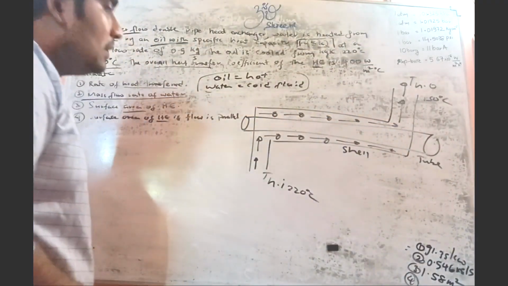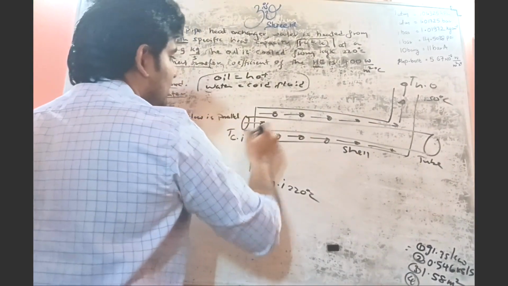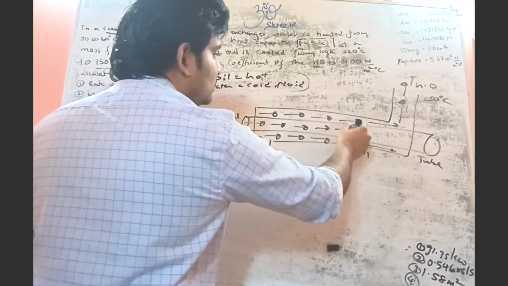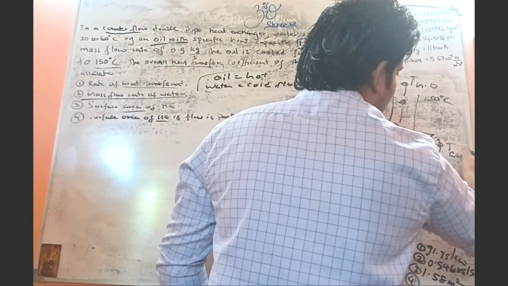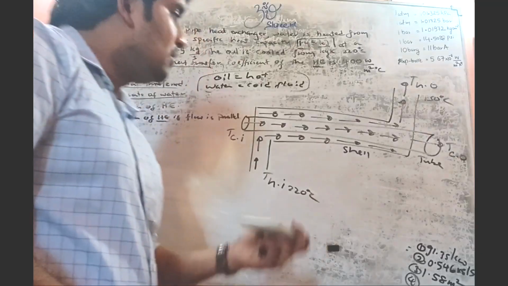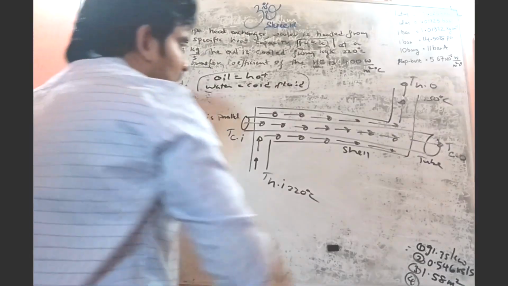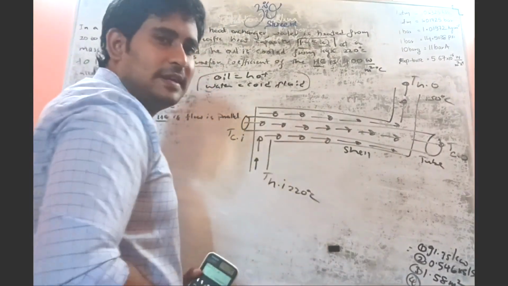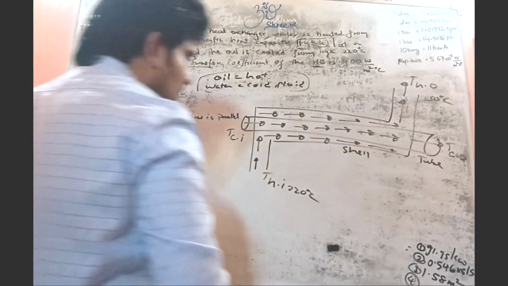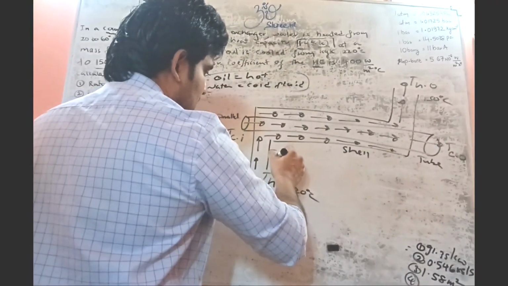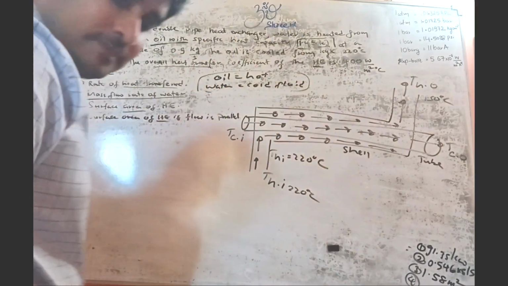And the cold fluid enters from here, T cold inlet. Now if I observe the directions of the two flows, T cold out, you can observe it is the same direction. So the profile, T hot inlet 220 degrees Celsius. So I can erase this part.